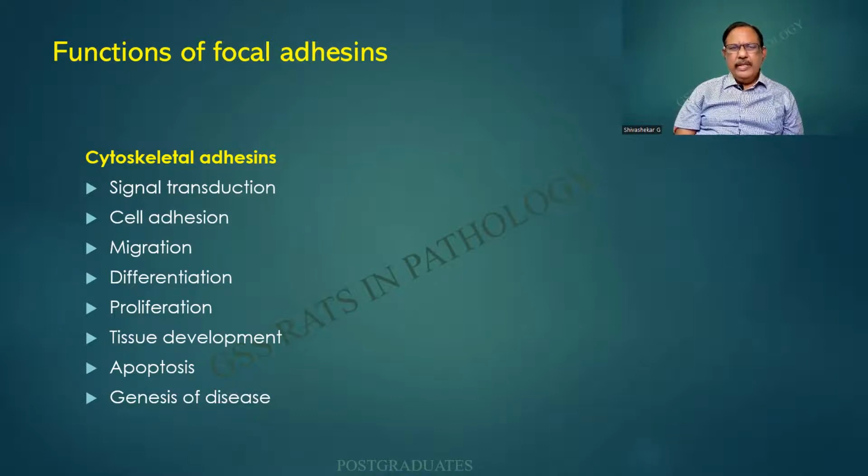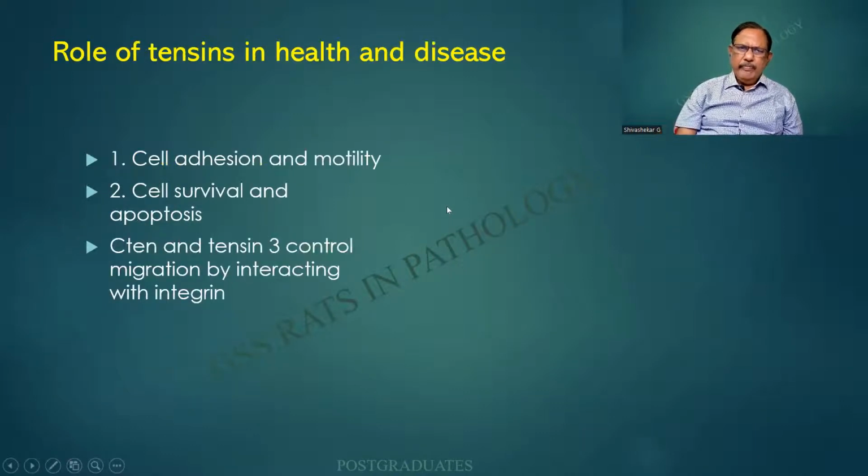So functions of tensin, it is straight in front of you. You people will be able to memorize it. You are better than me. So the role of tensins in health and disease can be adhesion and motility, helps in the cell survival as well as in development of apoptosis, and the C10 and tensin 3 control the migration and the interacting with the integrin.